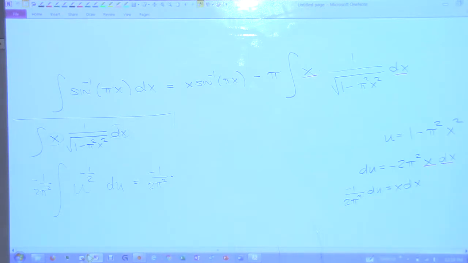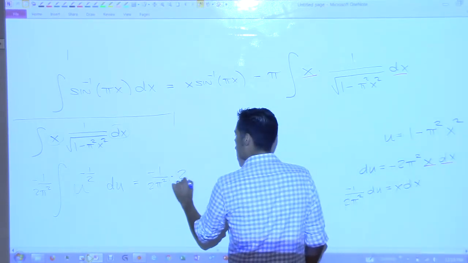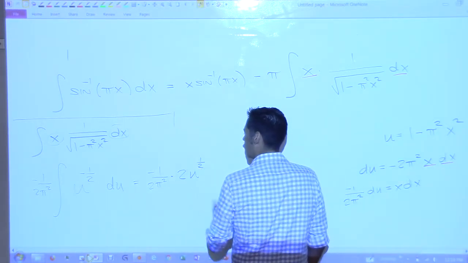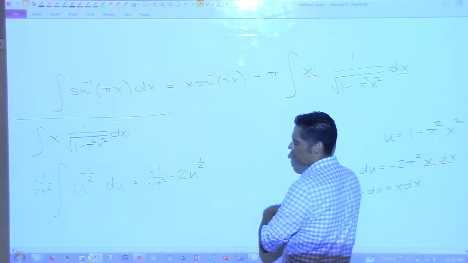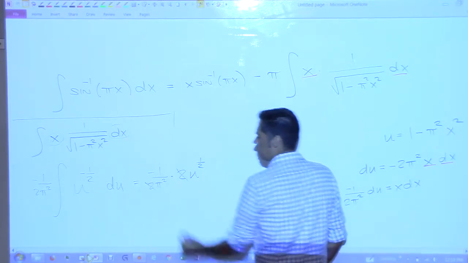What's the antiderivative of that? 2u to the 1/2. And then plus c, but I'm not even going to do plus c because we're going to do a plus c when we're done with our answer. These twos cancel.